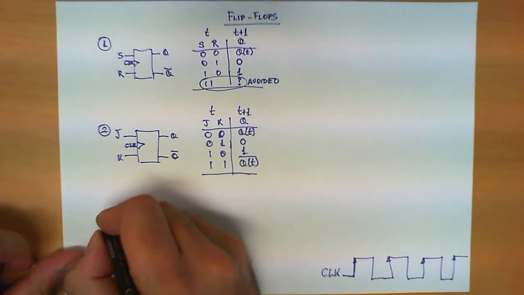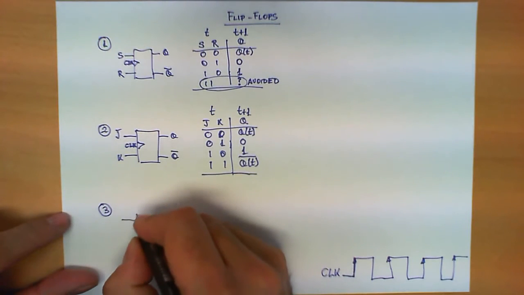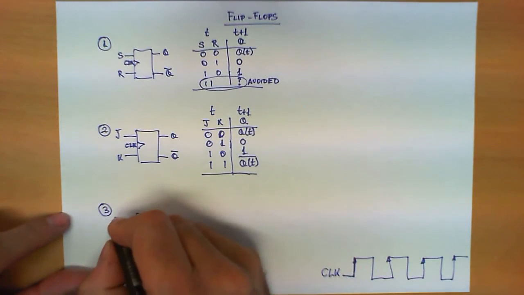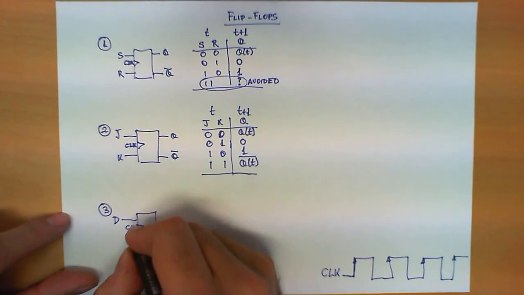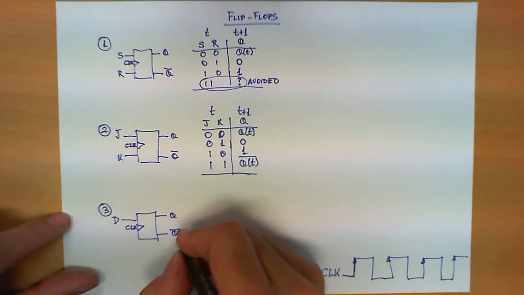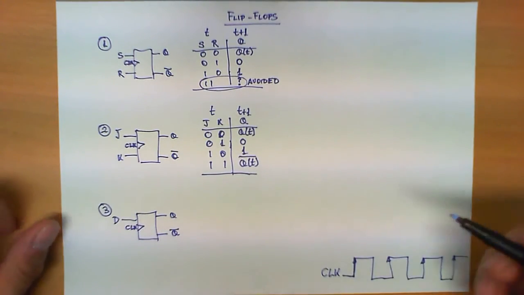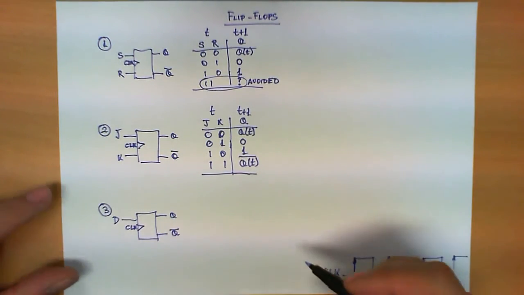Now, the third type of flip-flop, which is very simple, has only two inputs, which are called D, and of course the clock, and two outputs, which are again Q and Q bar. As in the previous case, these signals always are opposite to each other, and the transition table in this case is simpler.